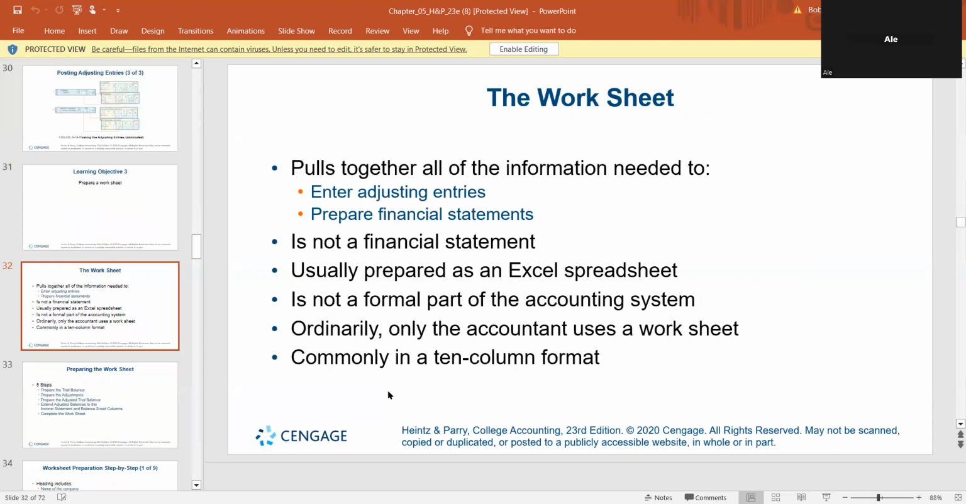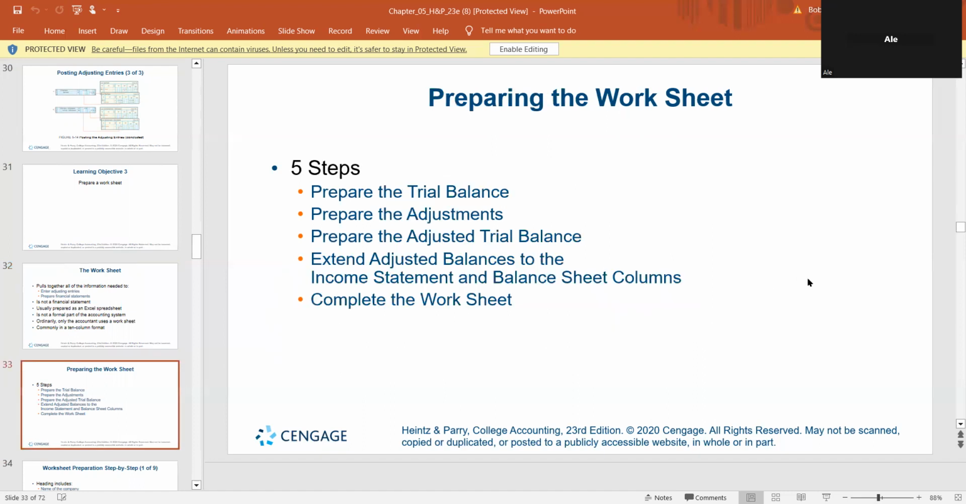Well, what's on a worksheet? It's going to pull together all the information we need to enter the adjusting entries and prepare the statements. The worksheet is just scrap paper. It's not a financial statement, and typically an Excel spreadsheet of some kind, not a formal part of the accounting system. And the only people interested in a worksheet are the accounting people. And typically, we're going to talk about a 10-column format. So let's see here.